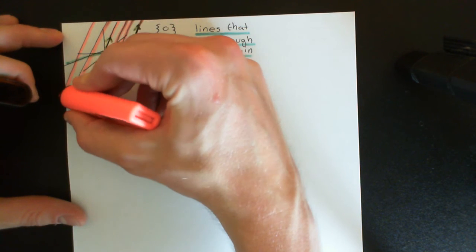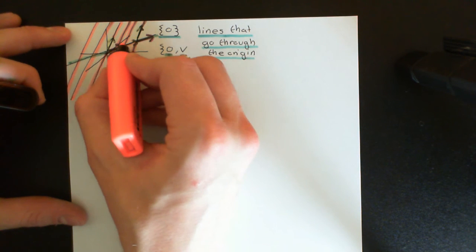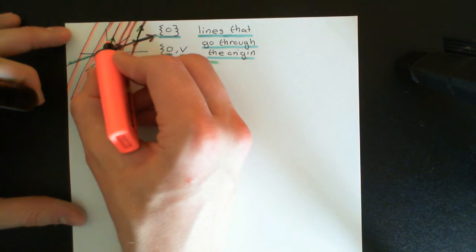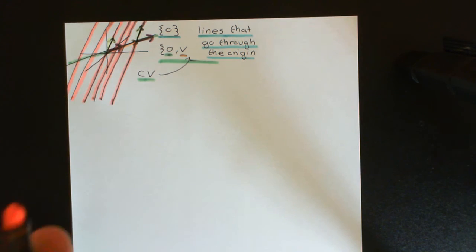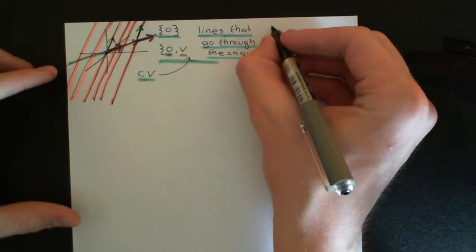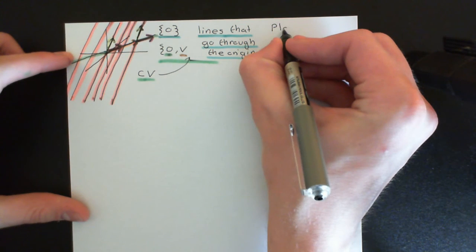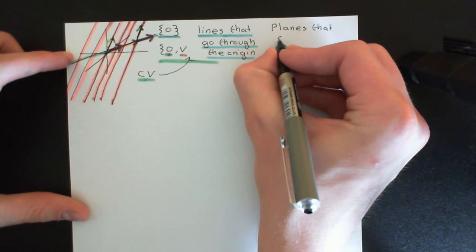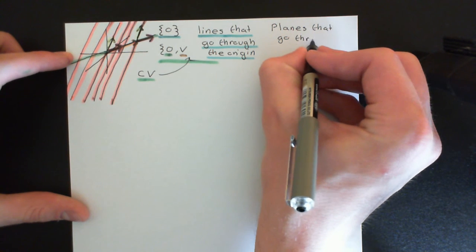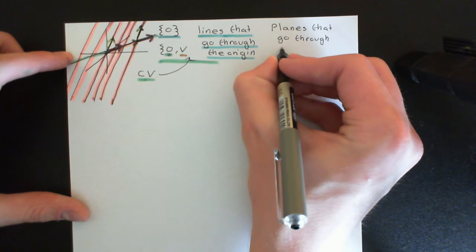Okay, and I'm going to end up with a plane that actually contains the original orange vector and the original yellow vector. So overall, I'm going to have the plane that contains both of those vectors. Okay, so now the next thing that we're going up to is planes. Planes that again have to go through the origin.